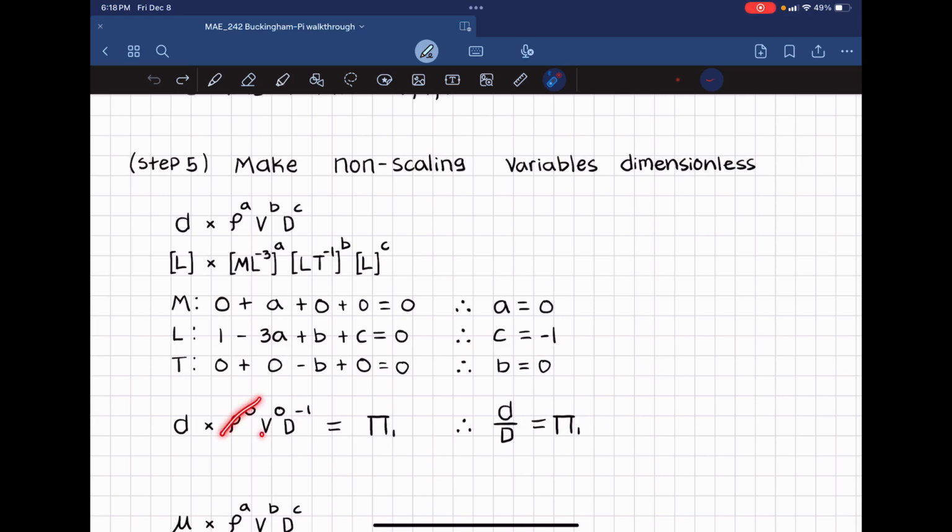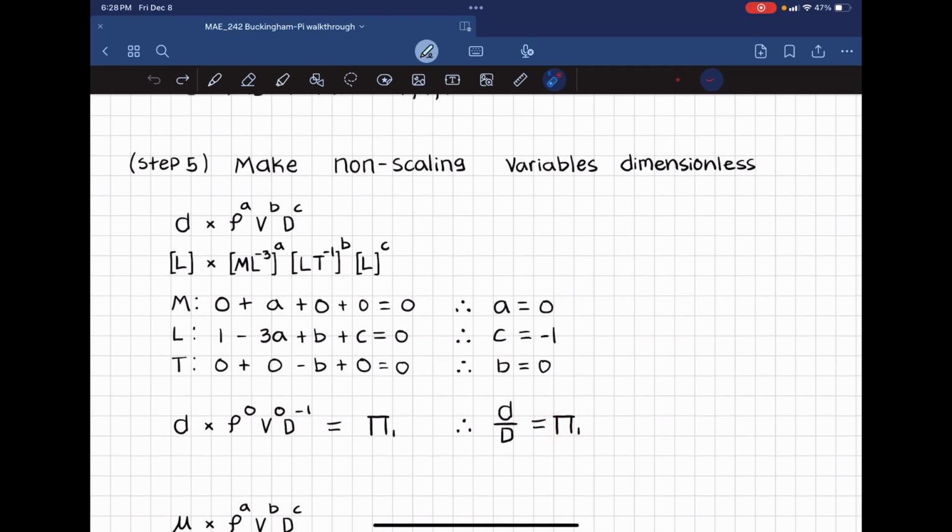This term's going to go away. This one's going to go away because they're both to the 0 power. Anything to the 0 is 1. And then for the D term, D is minus 1, so that's to say 1 over D. So we can rewrite our relationship between lowercase d and uppercase D as lowercase d over capital D. This is our first pi term. So we're going to say that that is equal to pi 1. These pi terms are generally denoted with a capital pi.